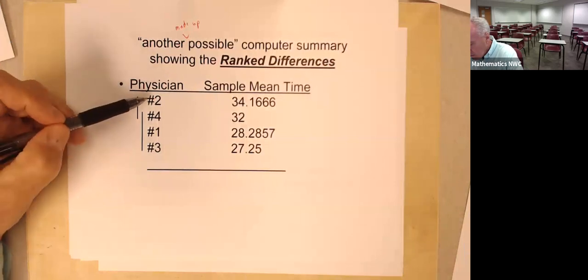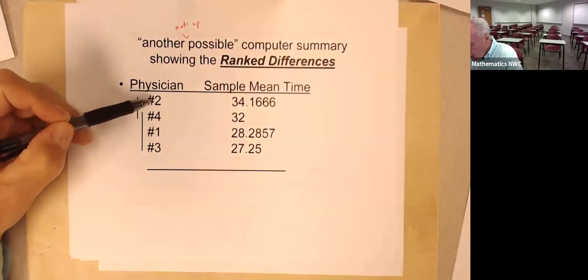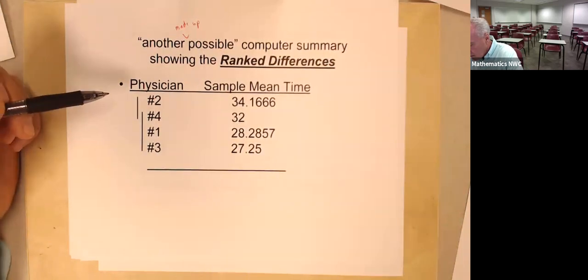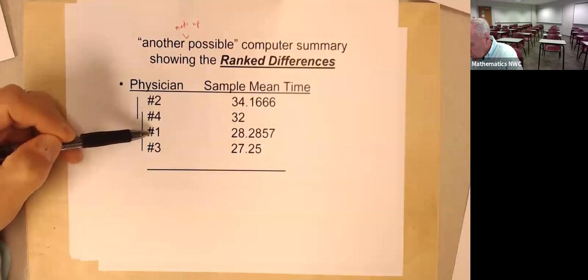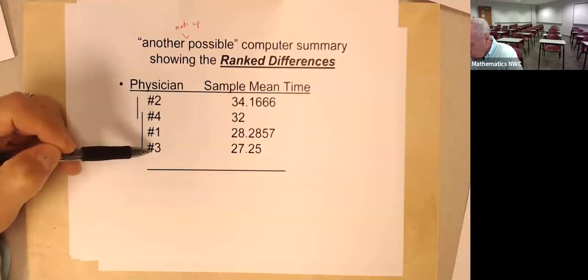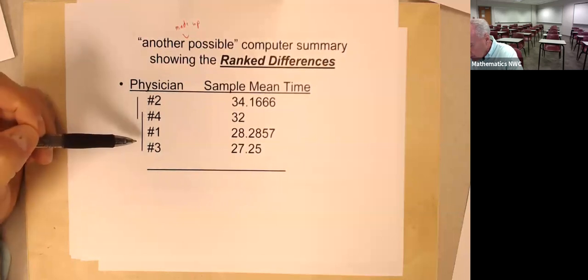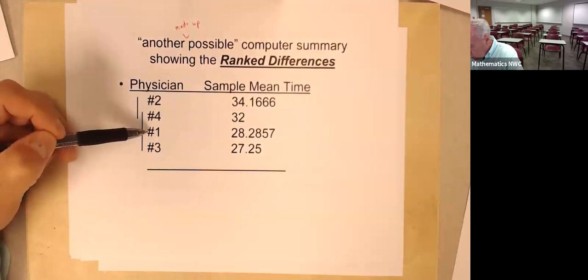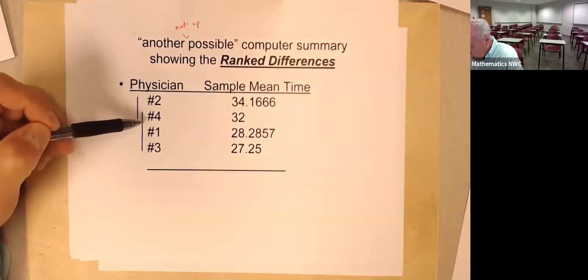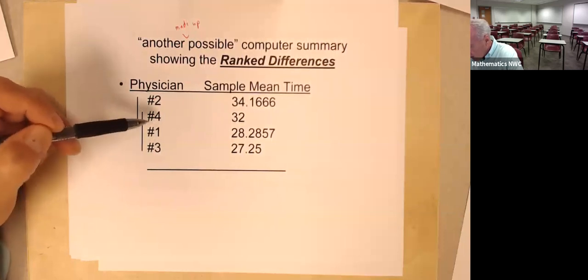Your answer would have been 2 is not different from 4. 2 is larger than 1. 2 is larger than 3. 4 is not different from 2. 4 is not different from 1. 4 is not different from 3. 4 is not different from any of them. It's connected to all of them. 1 is less than 2, but 1 is not different from 3 and 4. 3 is less than 2, but 3 is not different from 1 or 4.